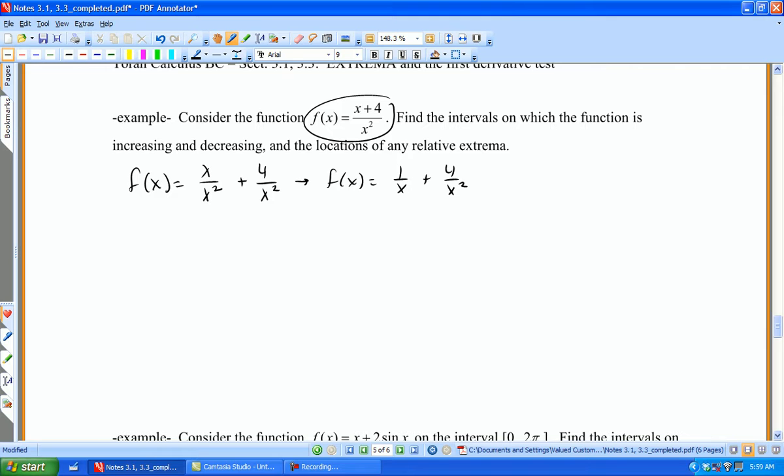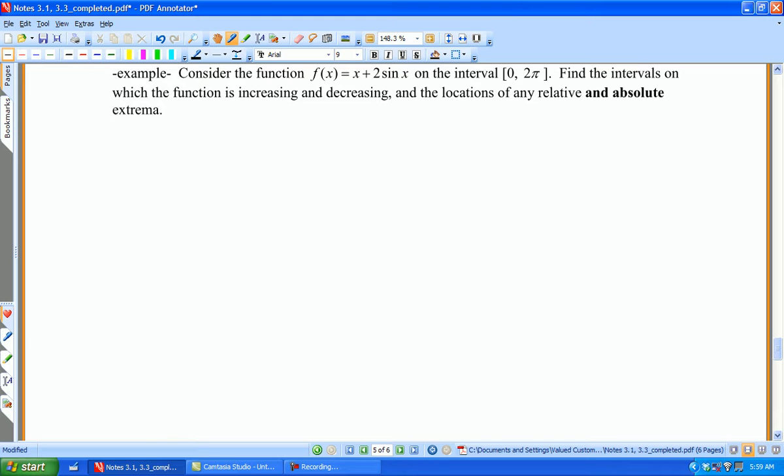Also notice that in this particular problem, the domain of this function is the set of all x such that x does not equal 0. So that means throughout the problem you have to keep in mind that x cannot equal 0. Okay, so I'd like you to go ahead and try that example and then try the last example, which is a trig function. And that'll give you a good idea if you've got these down or not.